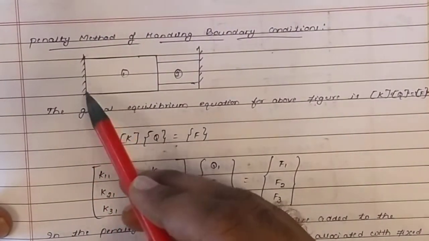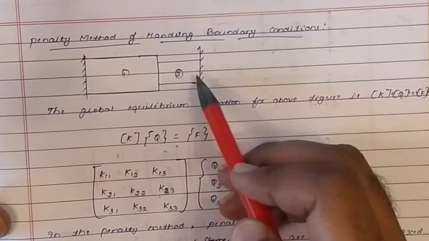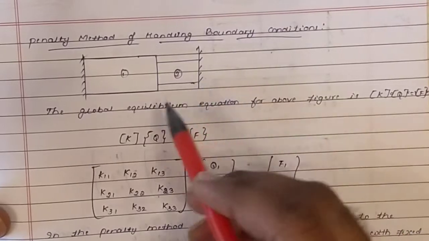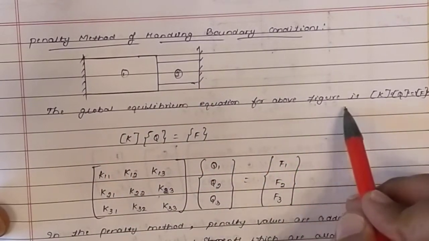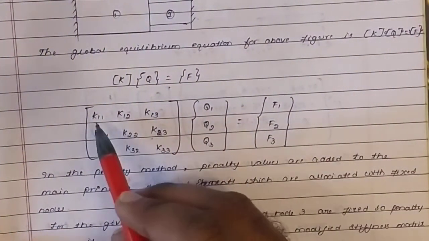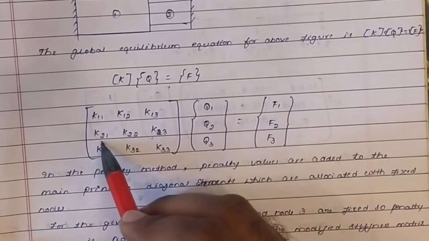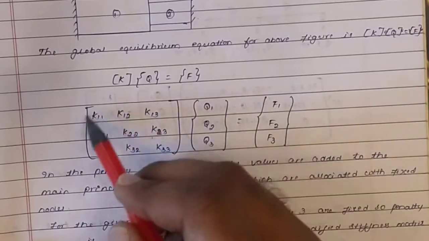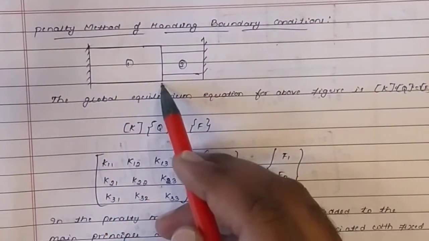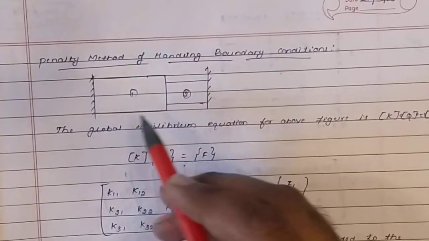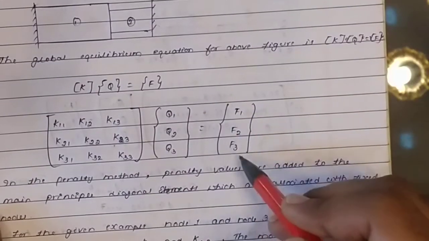For example, if a stepped bar is given like this, with first and second cross sections, and it is fixed at both the ends. Now the global equilibrium equation for the above figure is Kq equals F. We can write it like this: K11, K12, K13, K21, K22, K23, K31, K32, K33. The stiffness matrix is 3 cross 3 because there will be 3 nodes here. And Q1, Q2, Q3, and F1, F2, F3, because there will be 3 nodes.